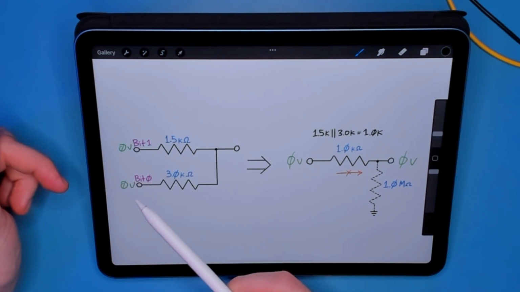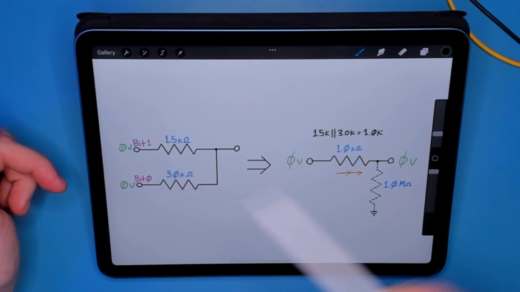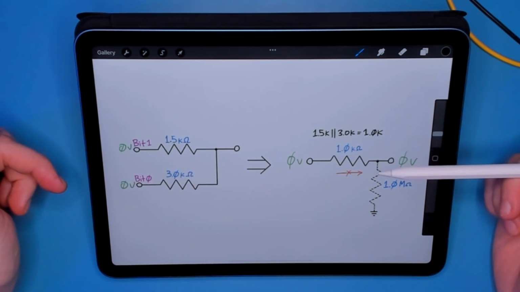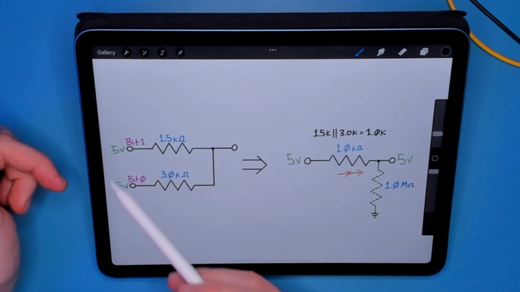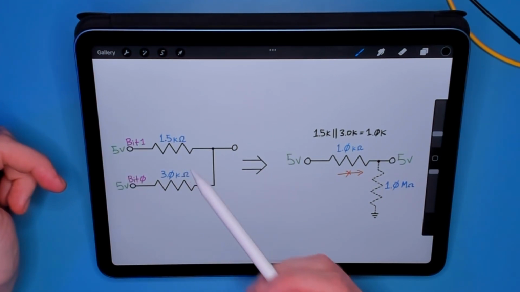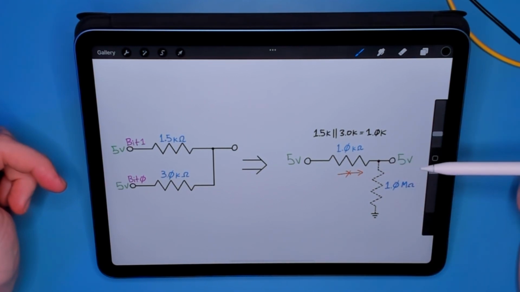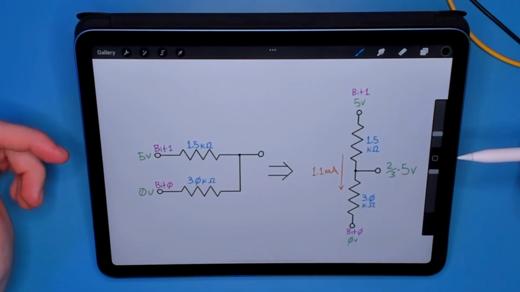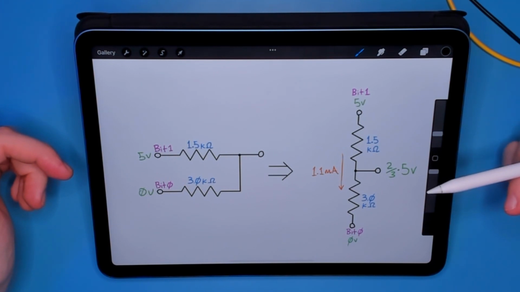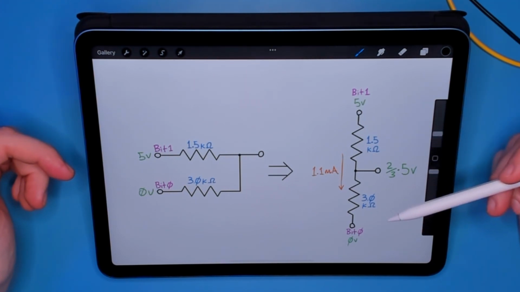If both inputs are low, then the resistors are in parallel and act as a pull-down resistor to tie the output low. If both inputs are high, the resistors are still in parallel, but now they act as a pull-up resistor to tie the output high. It gets more interesting when one pin is high and the other is low. Now, the resistors are configured as a voltage divider.